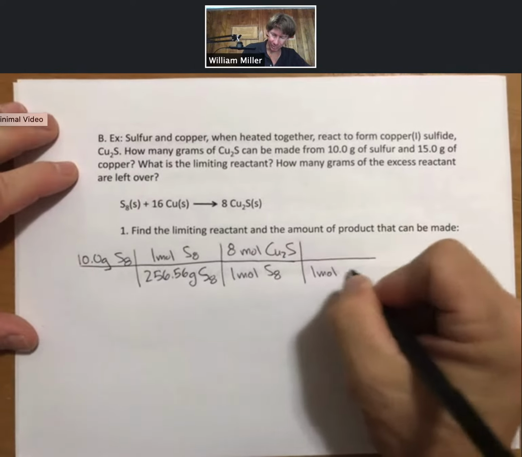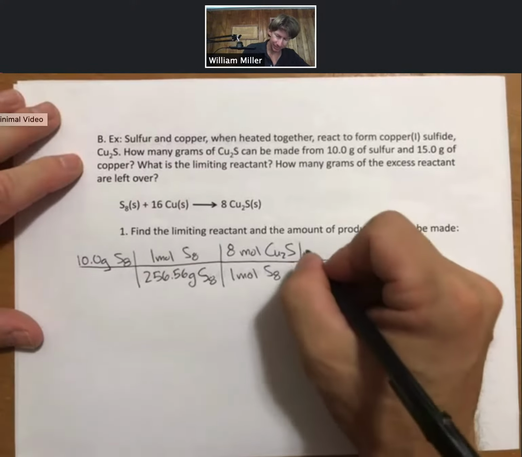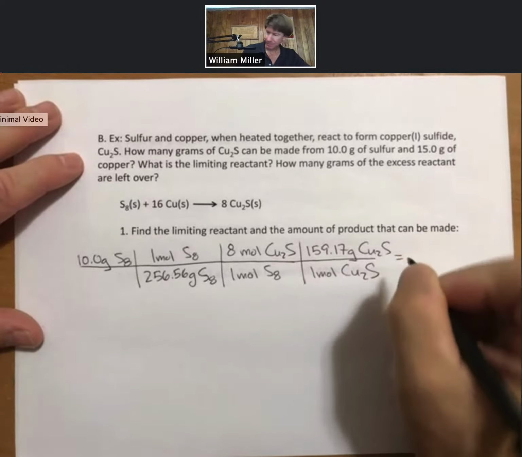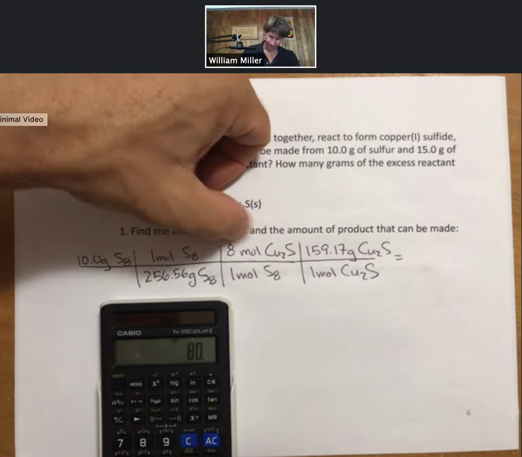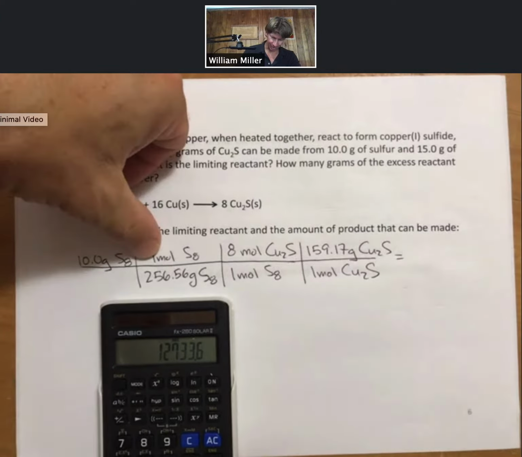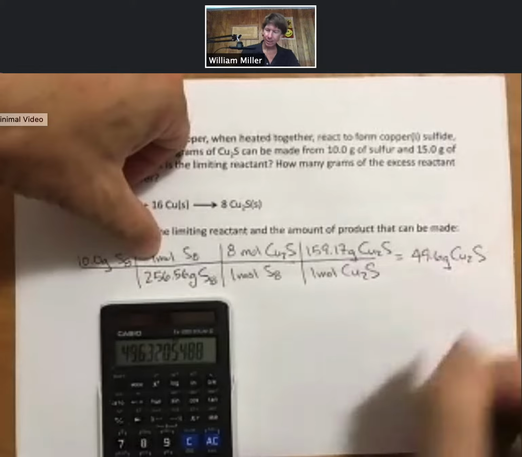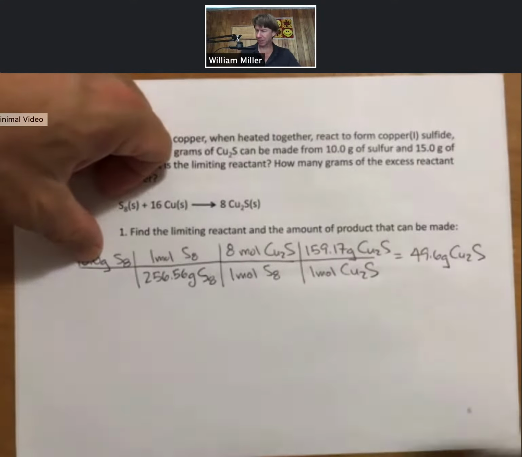And then for the molar mass of copper 1 sulfide, I get 159.17. Multiplying this all out, 10 times 8 times 159.17 divided by 256.56, 49.6 grams of copper 1 sulfide are possible if sulfur is the limiting reactant.